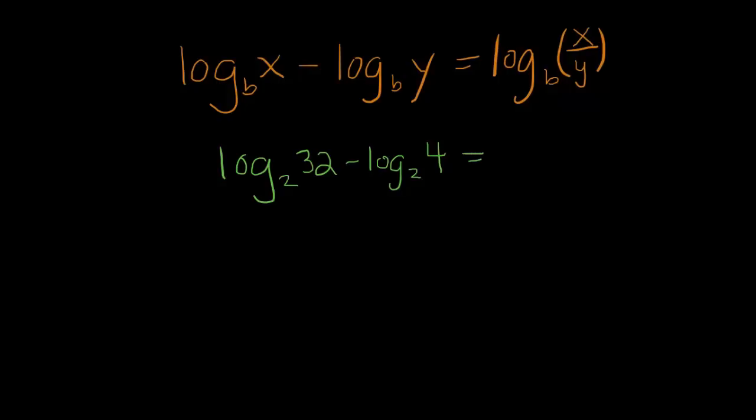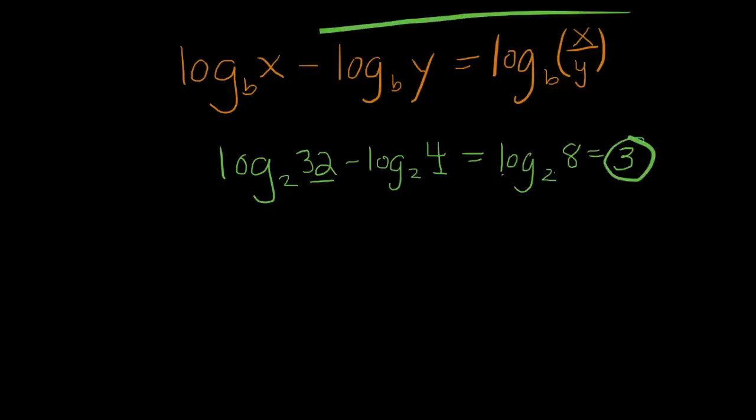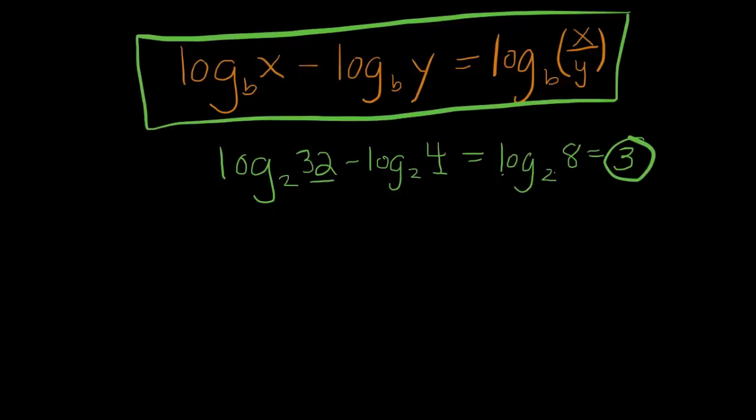So according to this property, we're subtracting logs. We're going to get a single log as long as they have the same base, which they do. And we would divide 32 and 4. 32 divided by 4 is 8. All right, could we evaluate this? What exponent do you put on 2 to get 8? Well, that answer would be 3. Excellent. So we have our second log property.